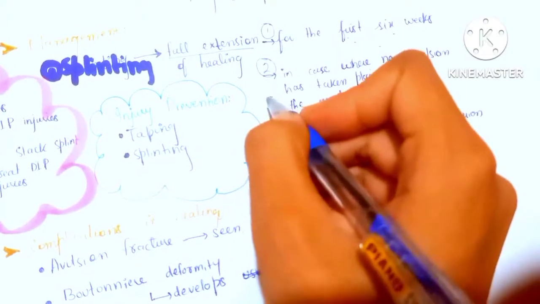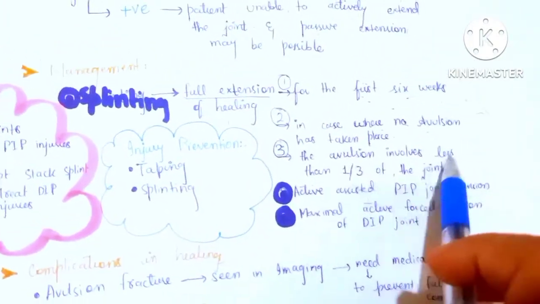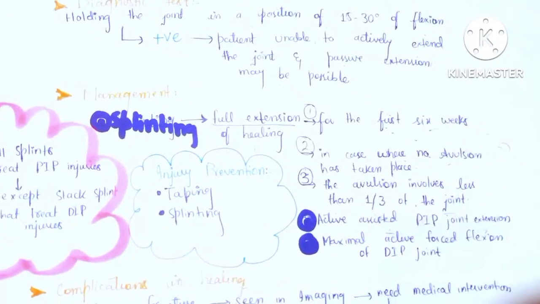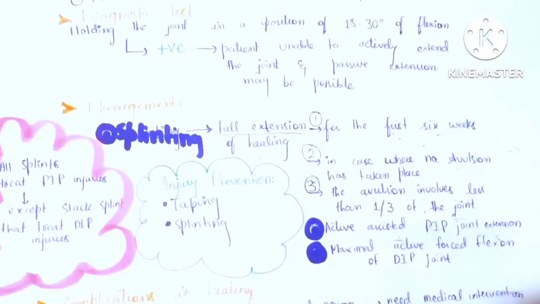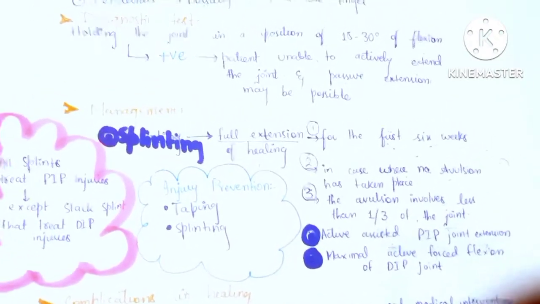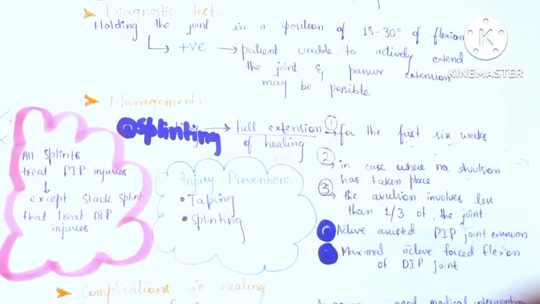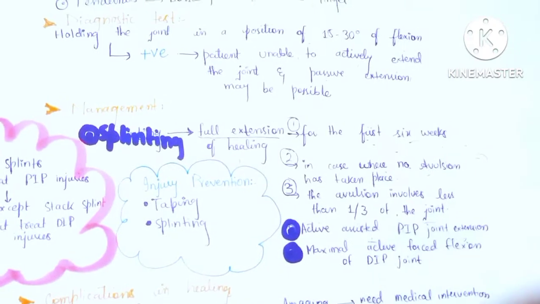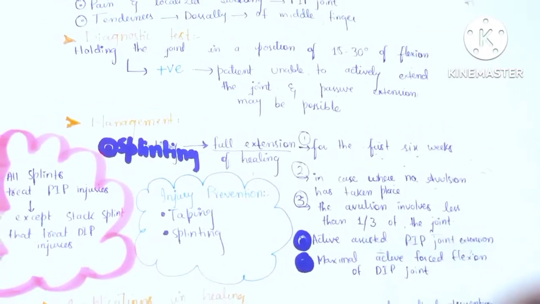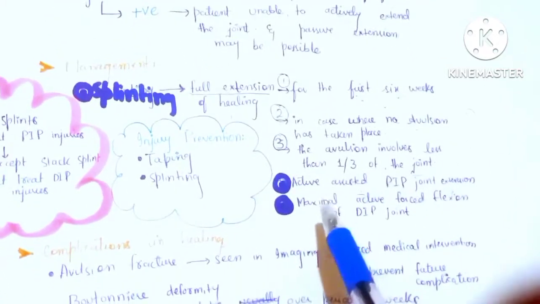And the third one is the avulsion involves less than 1/3 of the joint. Basically, if the avulsion has occurred, you cannot stop the avulsion. So you can simply say that less than 1/3 of the joint is involved in the avulsion. So you can splint the area, or you can splint the finger in a full extension position.